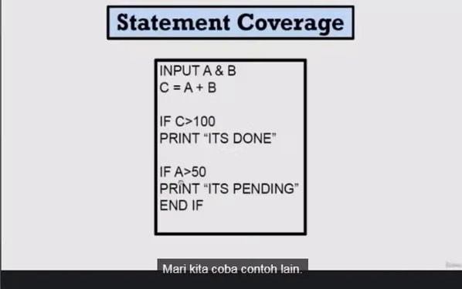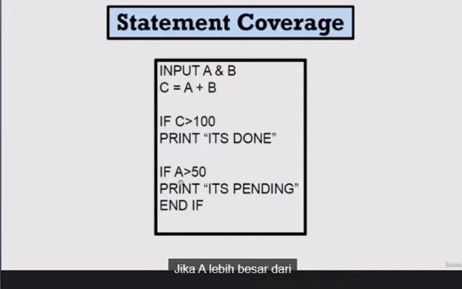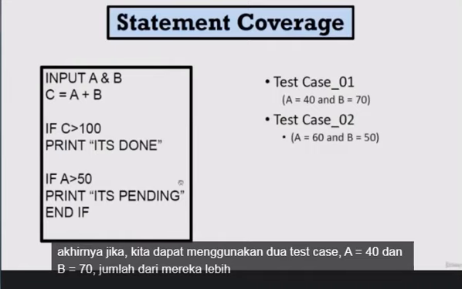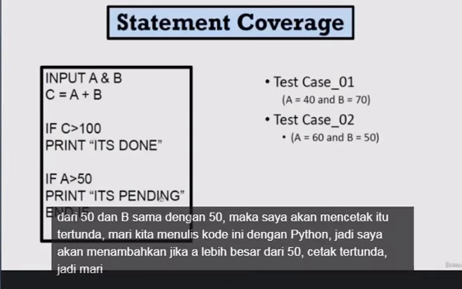Let's try another example. The same example, input A and B, C equals A plus B. If C is greater than 100, print it's done. If A is greater than 50, print it's pending. End if. We can use two test cases, A equals 40 and B equals 70. The sum of them is greater than 100, then I will print it's done. And the other test case, I will make A greater than 50 and B equals 50, then I print it's pending. Let's try this code in Python.